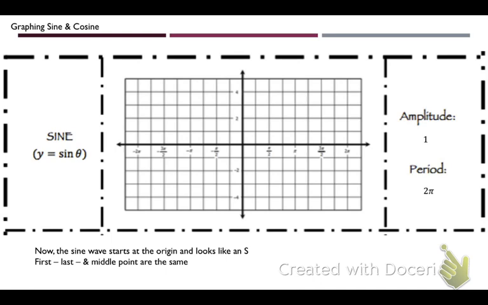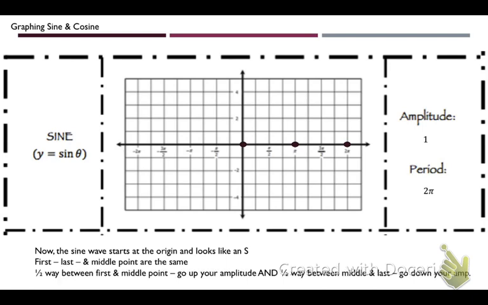So my first point is at the origin. My last point is at the end of my period, so it's at 2 pi. My middle point is just halfway between those two, so it's at pi, and those are all the same point. Okay? And then to get this S shape, I'm going to go halfway between the first point and the middle point and go up my amplitude. Then I'm going to go halfway between my middle point and the last point and go down my amplitude. Okay, so I go halfway between those two, go up, halfway between those two, go down one.